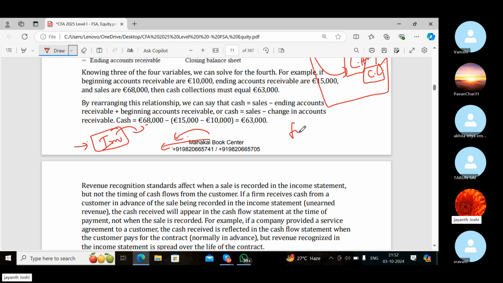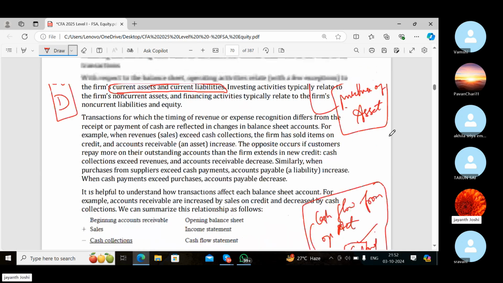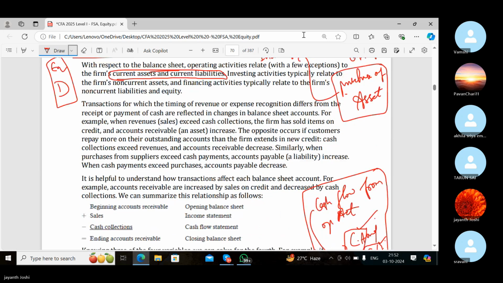And then when I speak about financing activities, it is related to raising funds like equity capital and debt finance, etc., and also repayment of debt at times. So that's what non-current assets and investing activities typically relate to: firms' non-current assets. And financing activities typically relate to firms' non-current liabilities and equity, which I've explained to you right now.